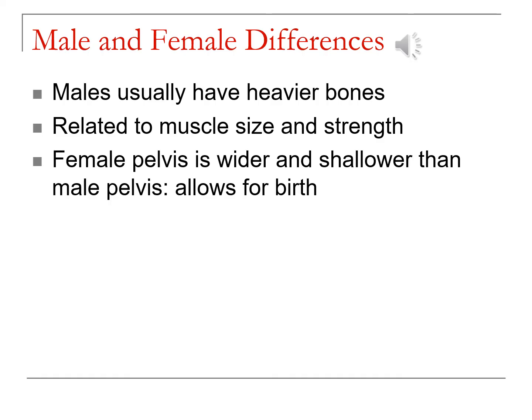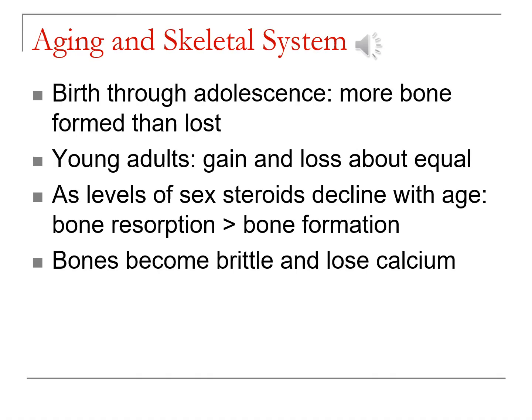What are the differences comparing male versus female individuals? Males usually have heavier bones. This is related to the muscle size and strength. The female pelvis is wider and shallower compared to the male pelvis. This is the reason for allowing childbirth.